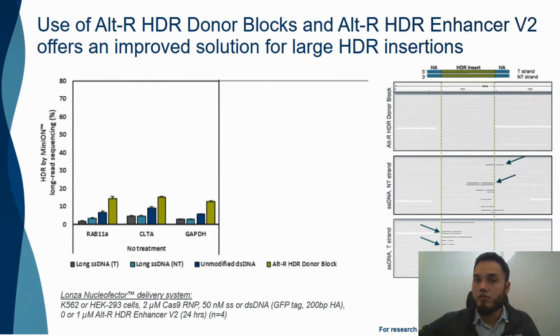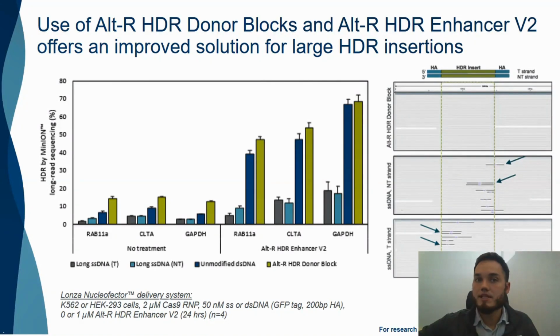We then use long-read sequencing to dig further into the editing and can see that the long single-strand templates actually result in a lot of partial integrations that are not observed as frequently with double-strand DNA templates, shown there on the right with the IGV plots. We then performed the same experiment in the presence of HDR Enhancer V2, and we're pleased to see that the treatment was very beneficial for the long double-strand DNA templates as well. V2 Enhancer brings single-strand DNA donors up to about 10 to 20% versus up to 50 to 70% with the Alt-R HDR donor blocks.